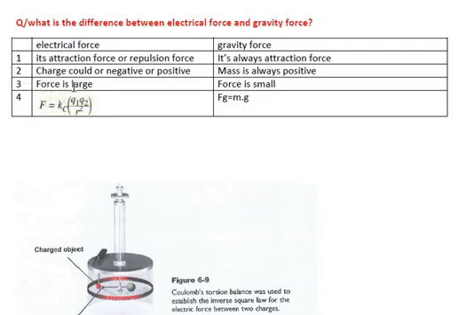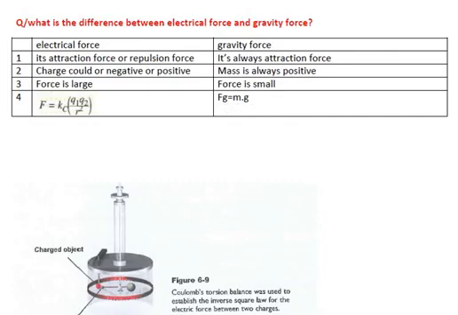Third one, force is large here, but here force is small. If you compare between those two, the electrical force is larger than gravity. And this is Coulomb's law for electrical force, and this is Newton's law for gravity for one object: Fg is equal to m times g.